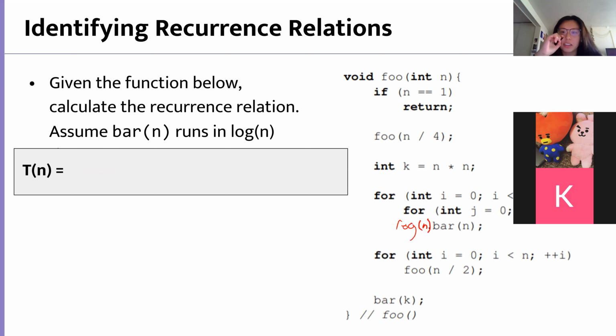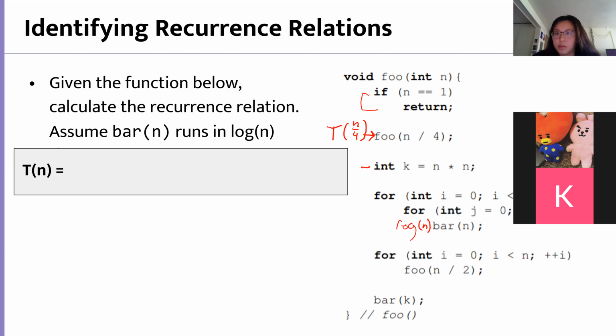All right, so let's take a look at this. We have this function foo. If n is equal to 1, that's some constant time stuff, doesn't really do much. This is a call to itself, so we'll do T of n over 4, sorry. So we have some more constant time stuff. And then we have this for loop.